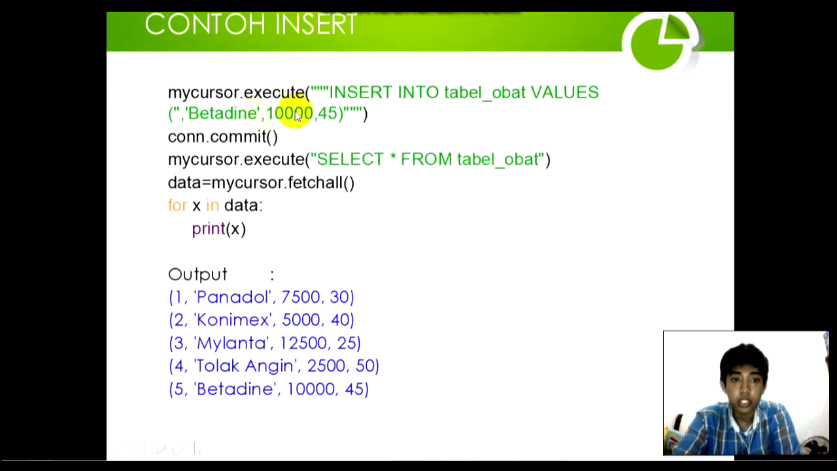The example of insert, just type myCursor.execute, insert into the table name, values, the first column, second column, third column, fourth column, and the first column. Why did I leave it blank? Because my primary key is auto increment, and I just insert the name of the column and commit it and print it, and the output will be like this.